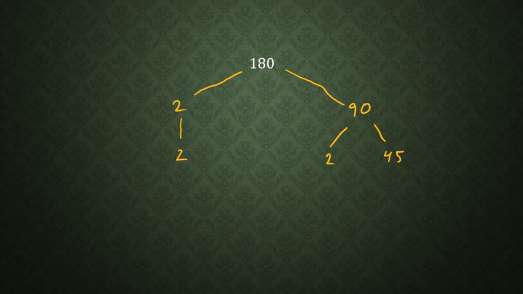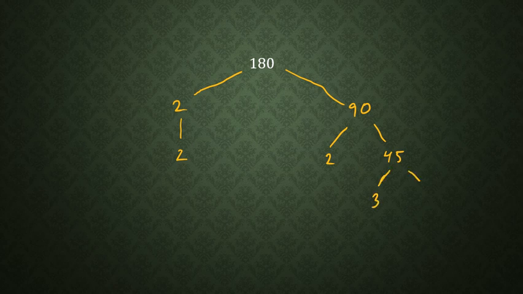Okay. Again, note that I just carried that 2 down, just so we can have all the prime numbers at the very end. 45. Can I divide 45 by 2 and get a natural number left over? No. Can I divide 45 by 3 and get a natural number left over? Yes, I can.